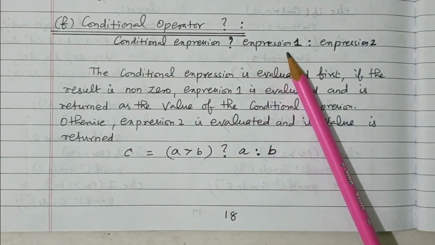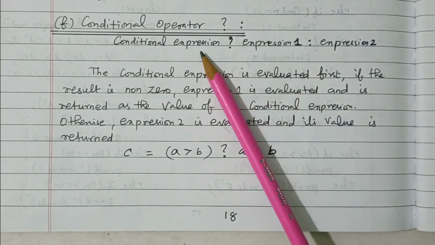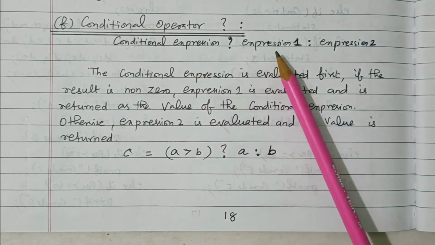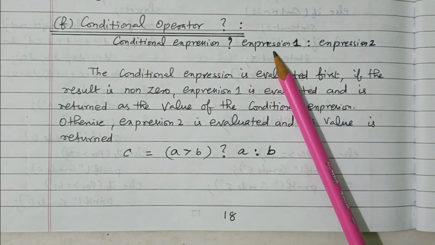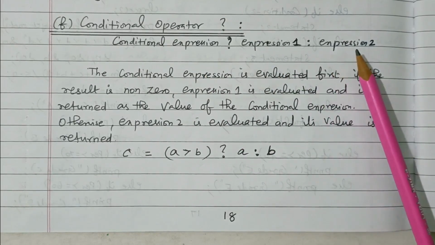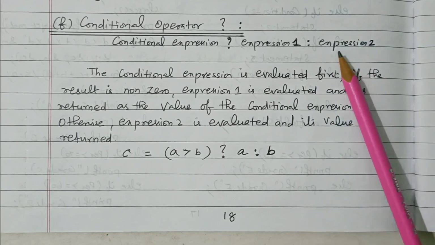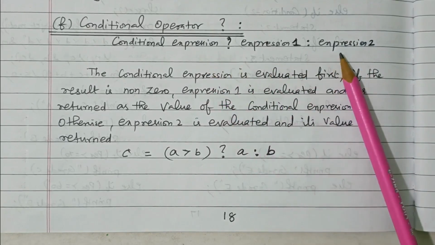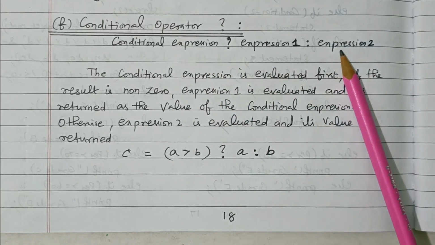Then expression 1. If the conditional expression is true, expression 1 will be executed. After that, colon is there. Then expression 2. This expression 2 is for the false statement. If the condition is false, this expression 2 will be executed, right?